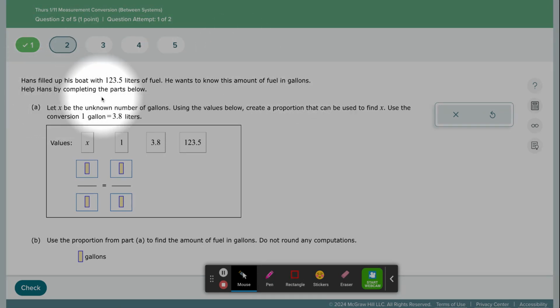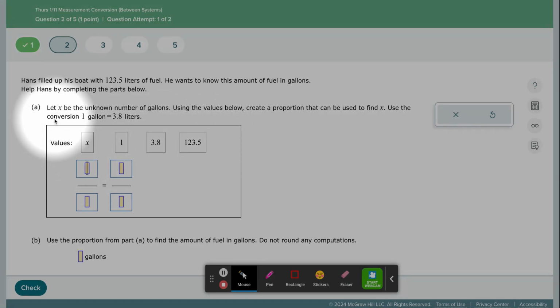So help Hans by completing the parts below. Let X be the unknown number of gallons. So X is what we're looking for, always is. Use the values below. It's kind of like your word bank, your number bank, right? Use these below to create a proportion.